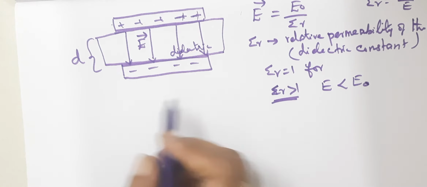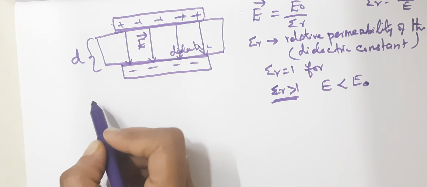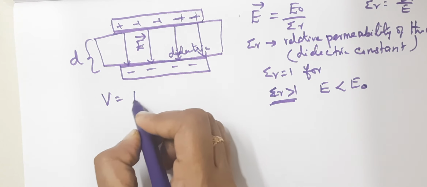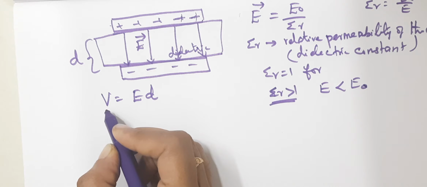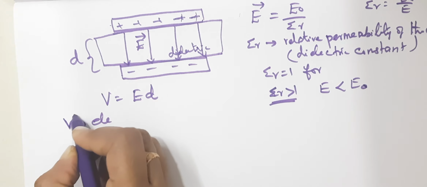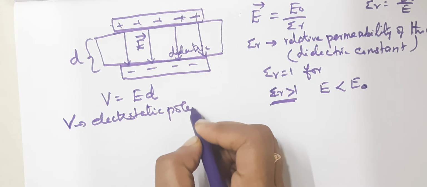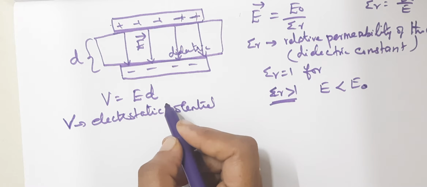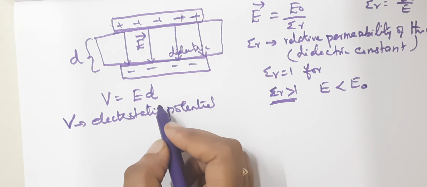Now we can write about the potential. You know the relation between potential, electric field and distance, that is V equal to E into D, where V is the electrostatic potential, capital V, E is the electric field, and D is the distance between the two plates.